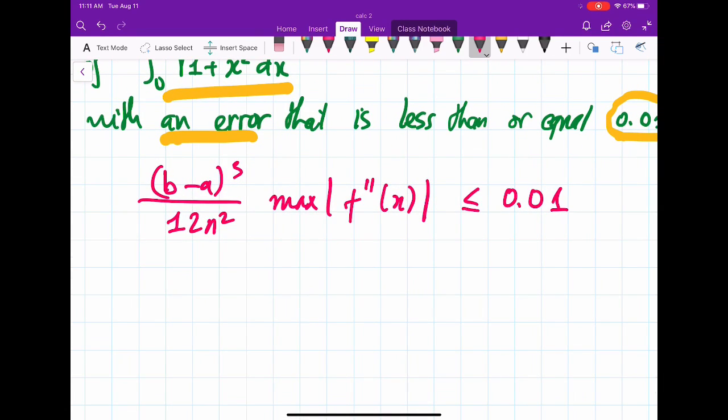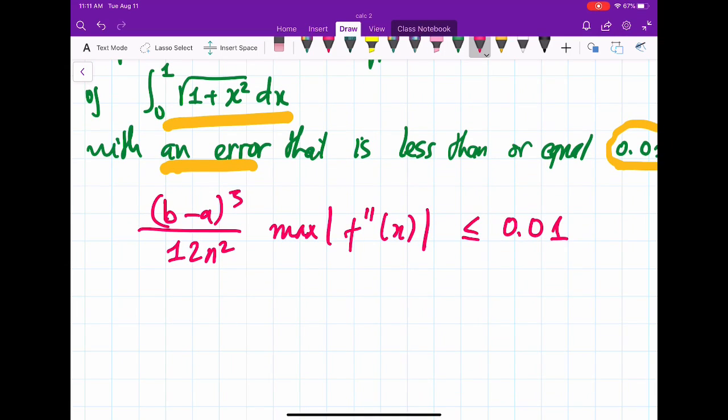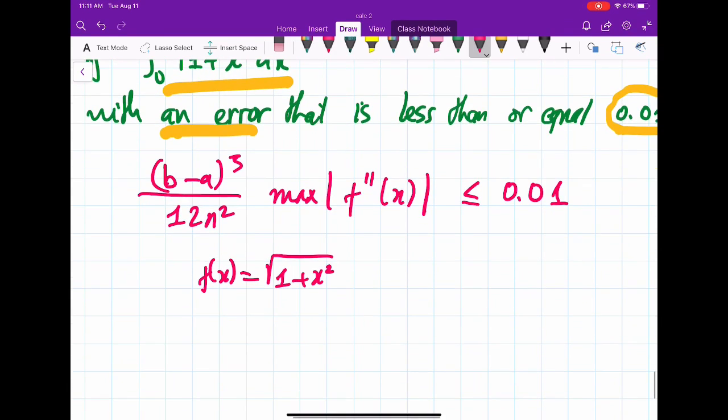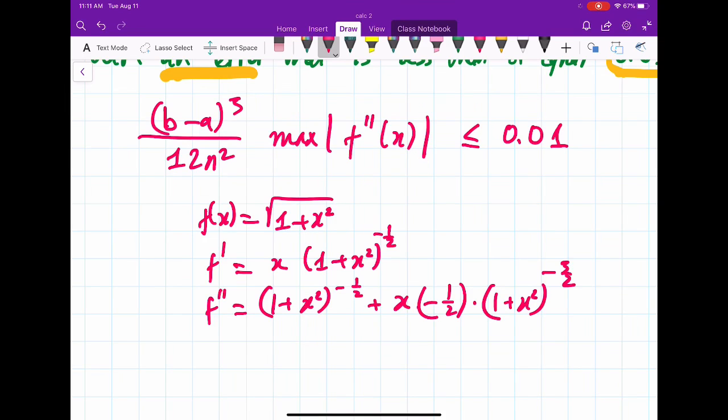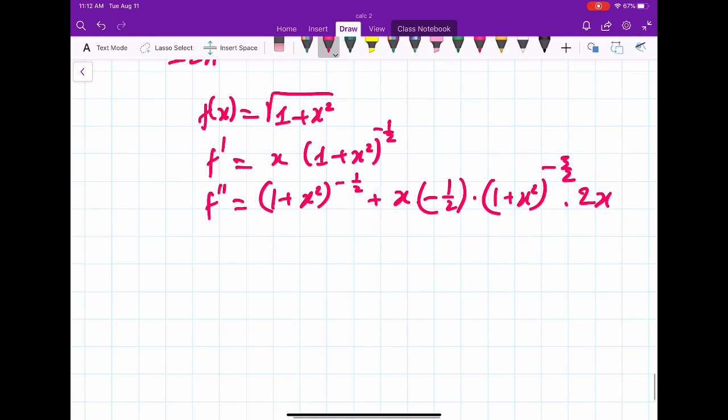So I have this, and then I need to find the second derivative of the function, right? The function is f of x equal to the square root of 1 plus x squared, and then the derivative is x over, or let's use the power rule. So I write x times (1 plus x squared) to the negative 0.5. If I use the product rule again to find the derivative of this, I will get (1 plus x squared) to the negative 0.5 plus x times negative 0.5 times (1 plus x squared) to the negative 1.5 times 2x. And then let's simplify this.